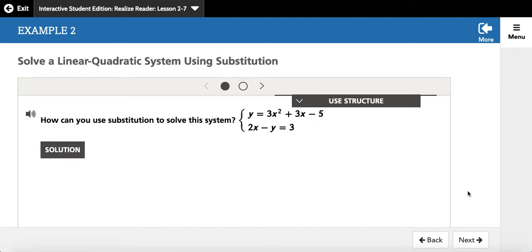Okay, Algebra 2 students, here is a video for example 2 for section 2.7, solving a linear quadratic system using substitution. We're going to use substitution to solve the system. Here's our quadratic, and here's a linear equation.